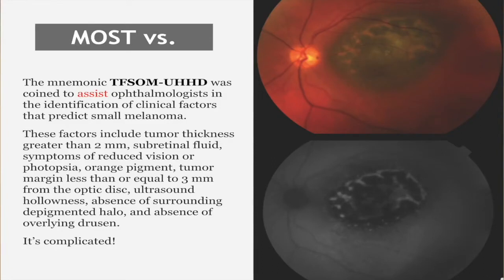There's another mnemonic, SVAM UHHD, which is very complicated and encompasses a lot of the different findings that we have with choroidal melanomas. But it's complicated and difficult to get your hands around and remember. So I suggest that you remember MOST.